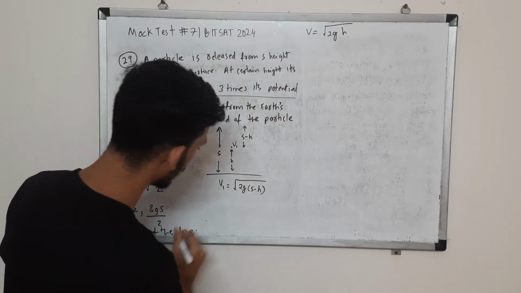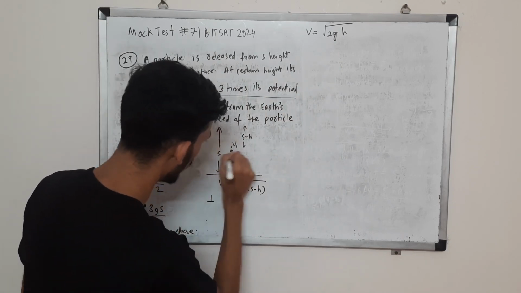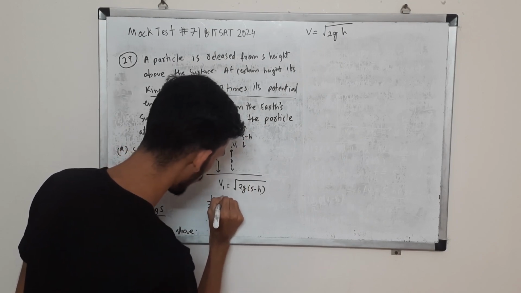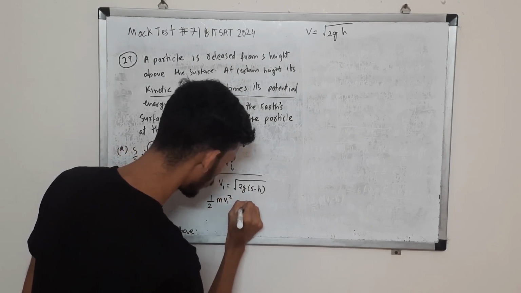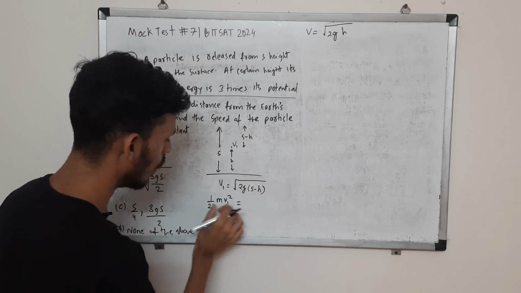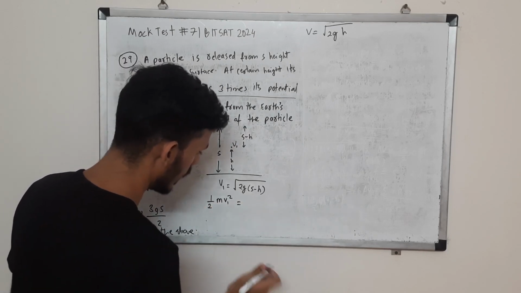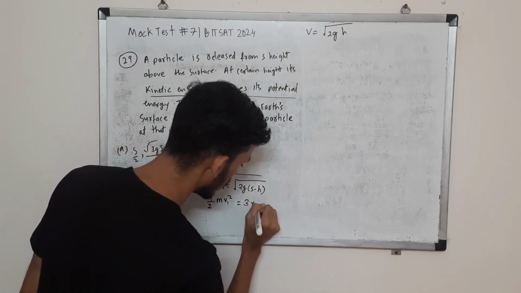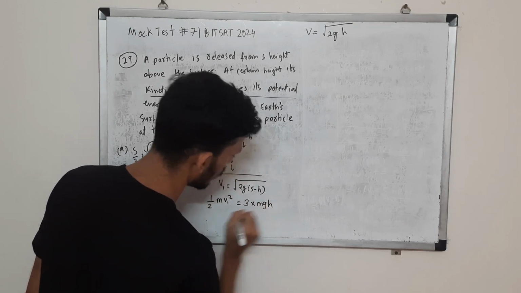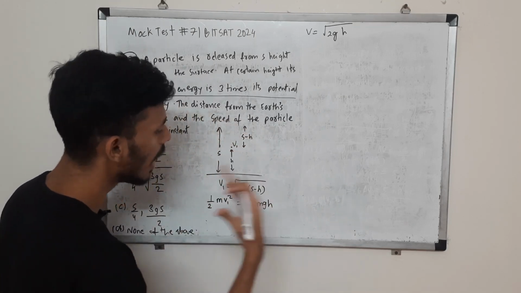So let's use that condition now. What is the kinetic energy at this point? Half m v1 square, right? Velocity is v1, so half m v1 square is the kinetic energy. It's 3 times the potential energy at that point. So 3 times the potential energy, which is mgh.